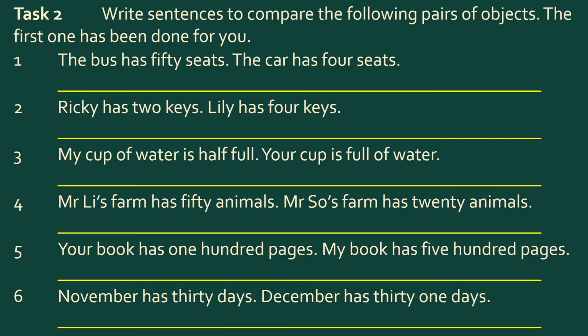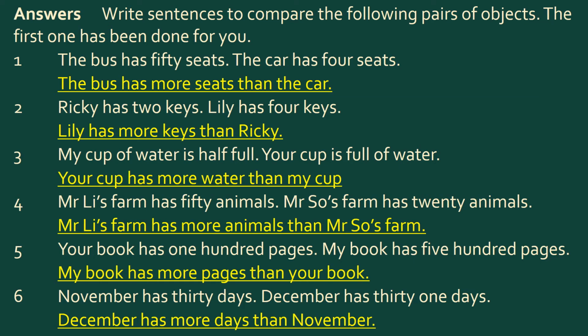Task 2. Write sentences to compare the following pairs of objects. The first one has been done for you. 大家可以暫停一下，寫一次答案。Answers. Number 1. The bus has more seats than car.